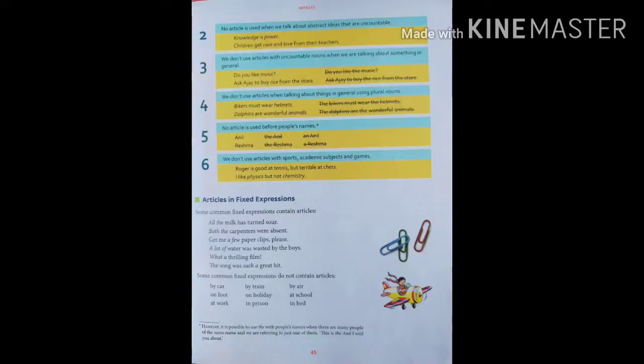Some common fixed expressions contain articles like all the milk has turned sour, both the carpenters were absent, get me a few paper clips please, a lot of water was wasted by the boys, etc. Some common fixed expressions do not contain articles like by car, by train, by air, on foot, etc.